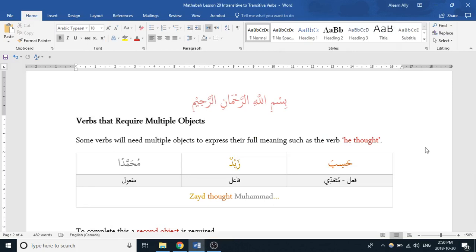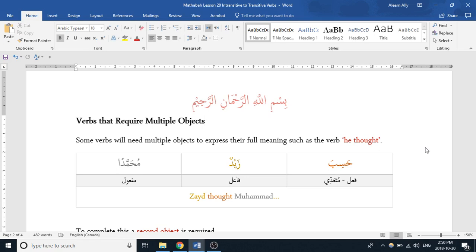So we said that there are some verbs that require multiple objects. Originally we looked at verbs that required an object, which is a muta'addi verb, such as Muhammad hit Zaid. That hit, that action needs to be transferred over to somebody. It's not enough just to simply have a doer. There needs to be a receiver. Well, there are certain verbs that require more than just one receiver.